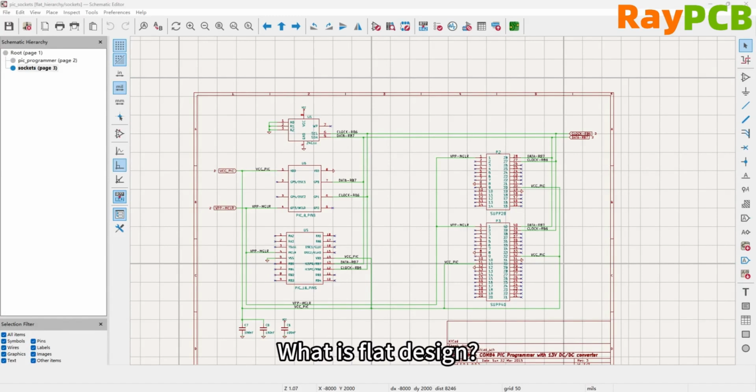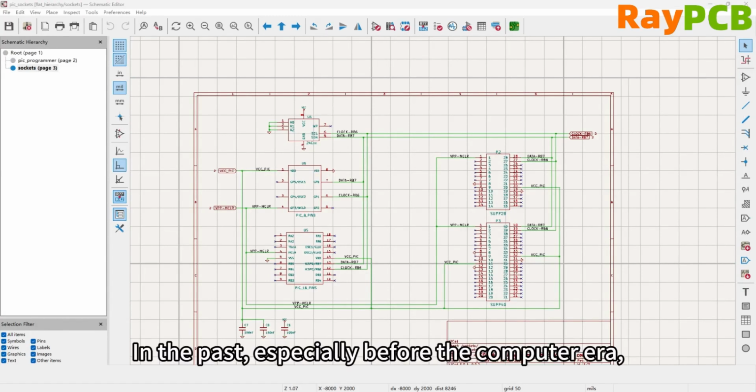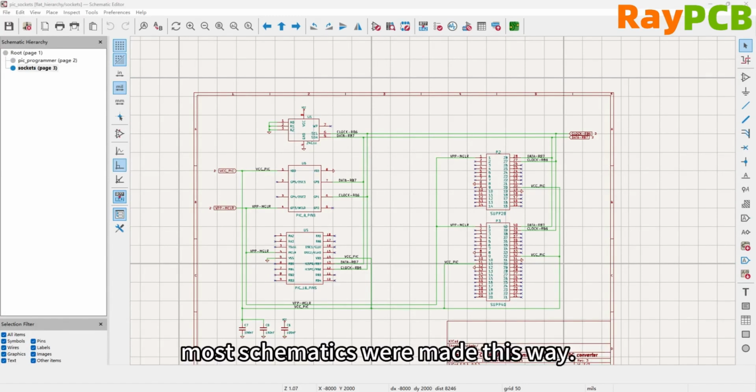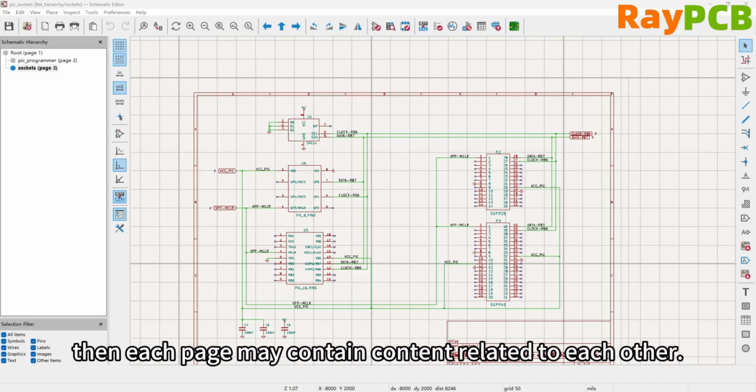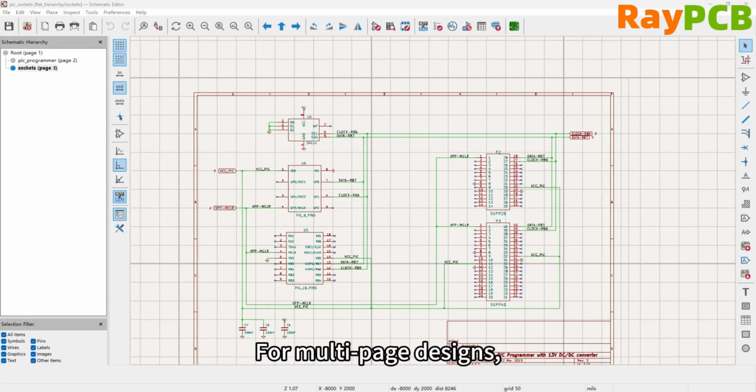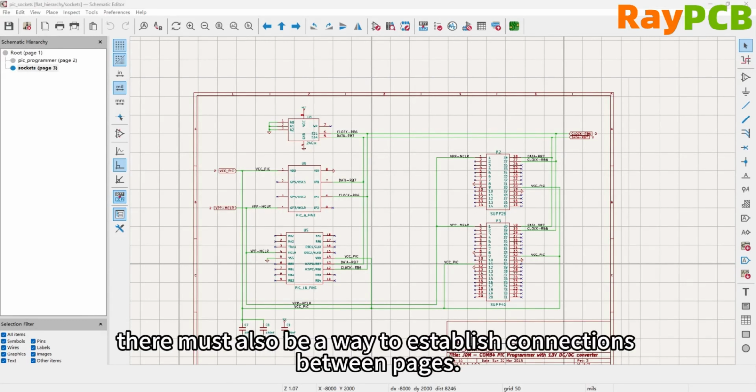So, what is flat design? In the past, especially before the computer era, most schematics were created this way. Flat design can be a single page or multiple pages to accommodate your schematic. If there are multiple pages, each page may contain content related to the others. For multi-page designs, there must also be a way to establish connections between the pages.